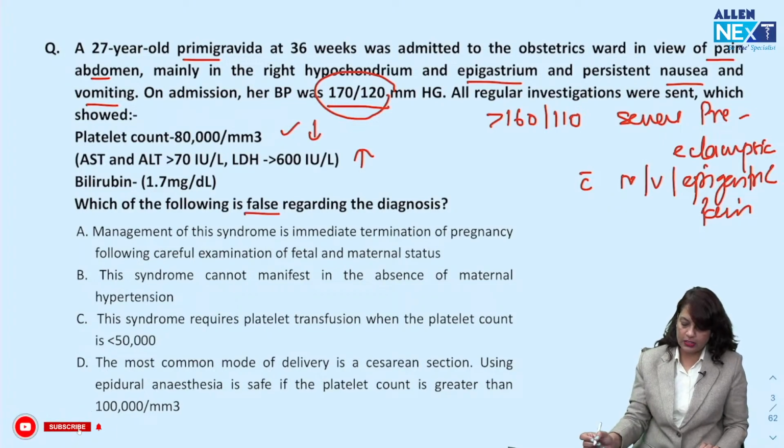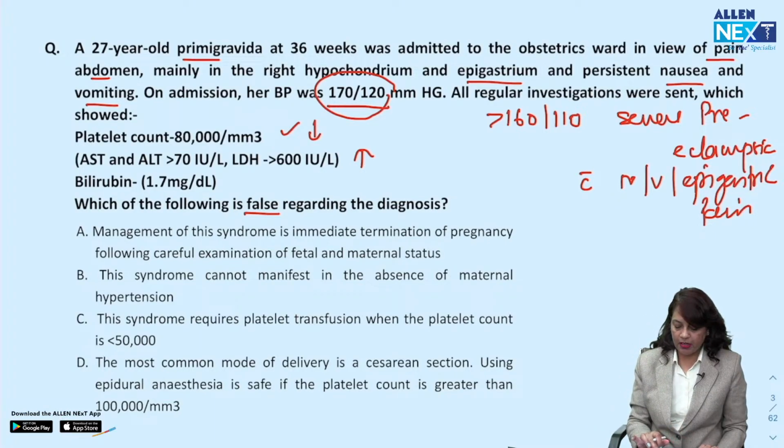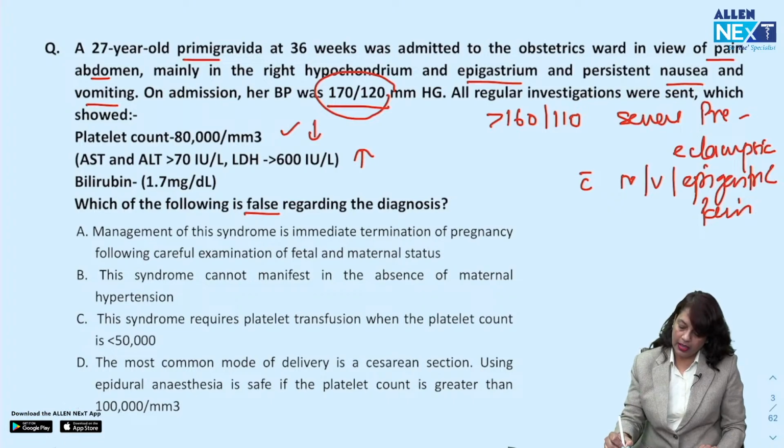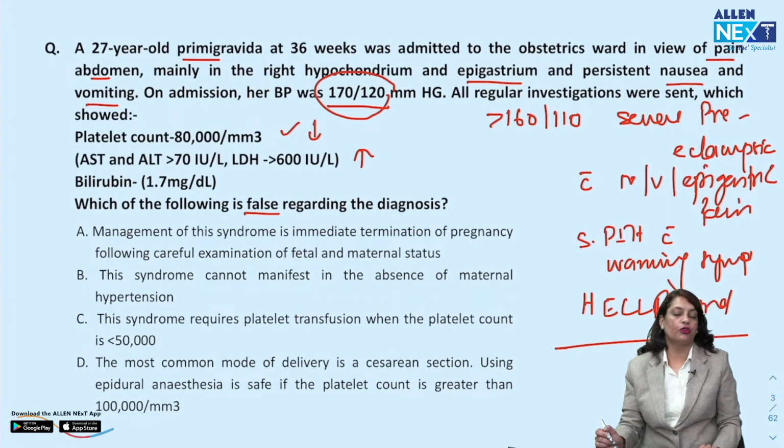Which of the following is false regarding the diagnosis? So keep on writing your answers in the chat box. Management of this syndrome is immediate termination of pregnancy following careful examination of the fetal and maternal status. Yes, whenever there is severe preeclampsia with warning symptoms or with HELLP syndrome, hemolysis, elevated liver enzymes and low platelets, you should terminate the pregnancy. So the statement number A is correct.